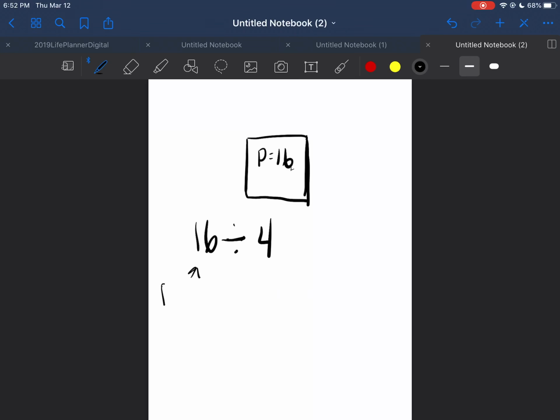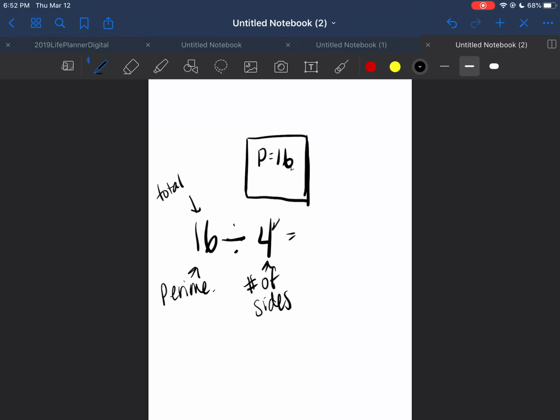Our perimeter divided by our number of sides will give us our missing side lengths. All right, now I'm going to use the equal group strategy. 16 is my total.